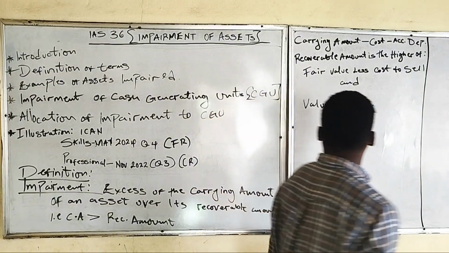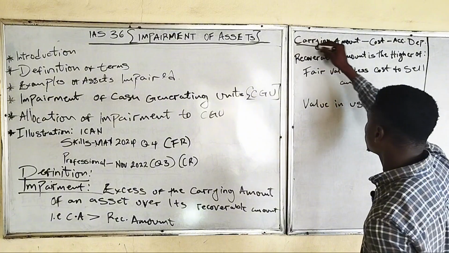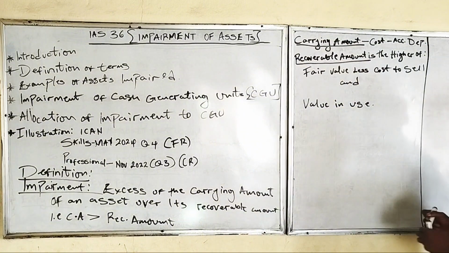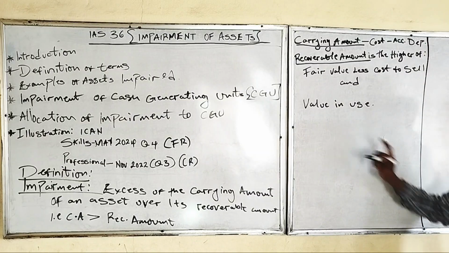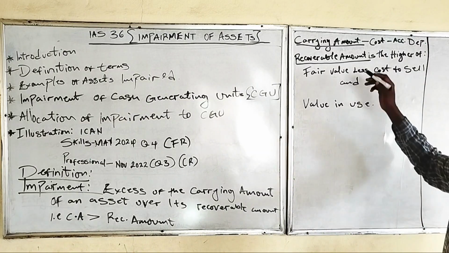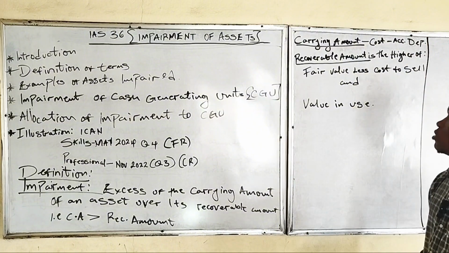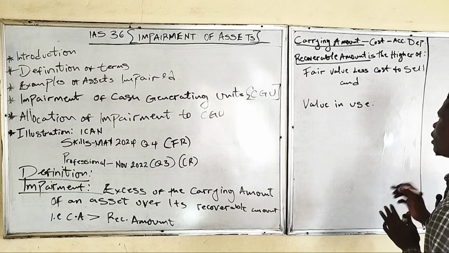So recoverable amount, we talked about carrying amount. Recoverable amount is the higher of the fair value less cost to sell, and the value in use of this asset. So carrying amount, we said, is cost less accumulated depreciation, and the recoverable amount is the higher of fair value less cost to sell, and the value in use.